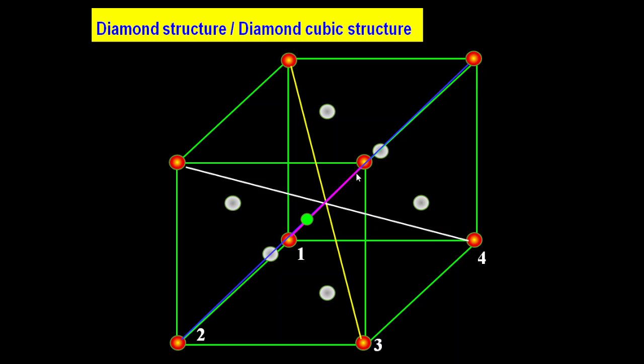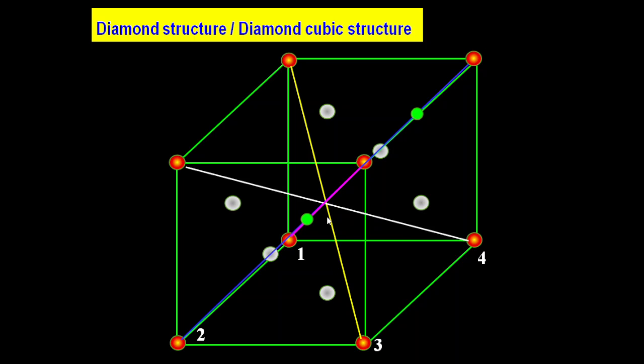Now the second atom is placed at 3/4 distance of the second diagonal. The second diagonal starts from this second atom and ends on this atom. So the second atom will be placed at 3/4. This is the 3/4 distance of the second diagonal, because the second diagonal starts from this and ends on this. This is half of the distance of the second diagonal, and this would be 3/4 distance. So the second atom is placed at 3/4 distance of the second diagonal.